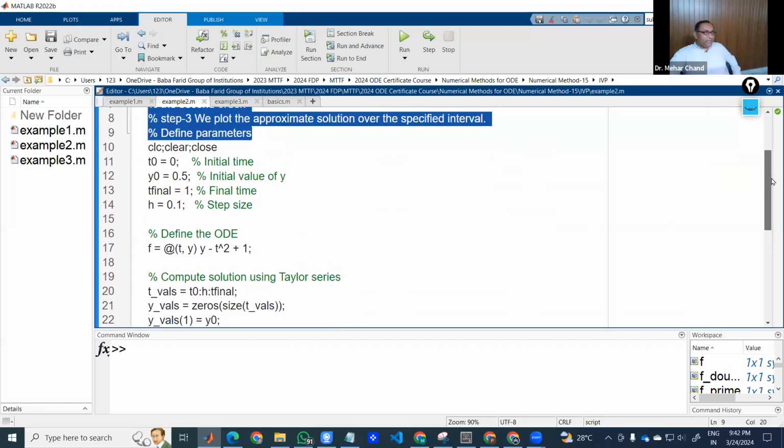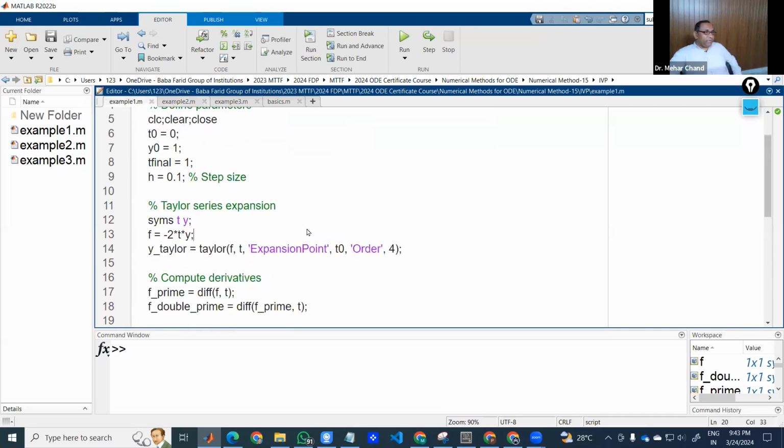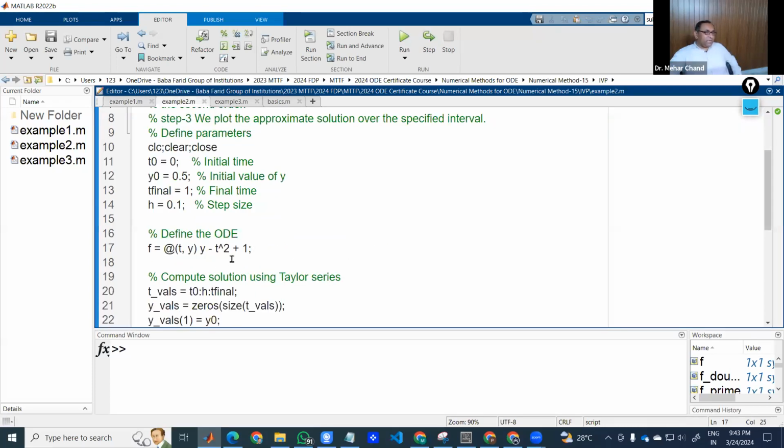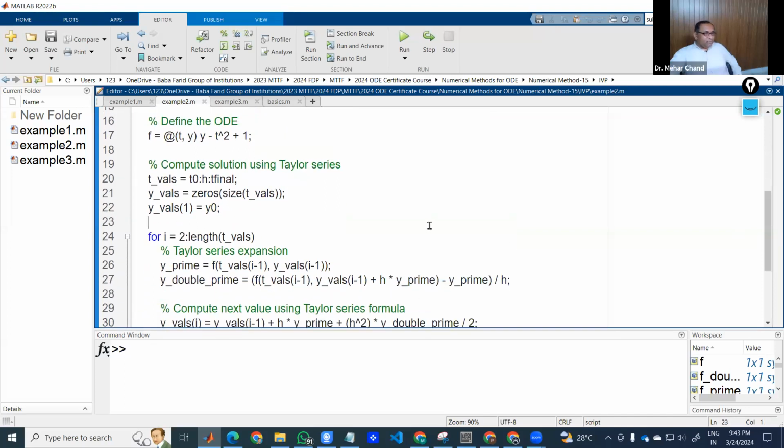Okay, so here you can see this is the initial time, then this is the initial value of y, this is the final value of time, and h we are choosing 0.1. Here we are using a function handle. In the previous example also you can use a function handle, there is no difference. But there we declared the symbolic variable and then used it, whereas in the case of a function handle, you can directly use it in this way. The rest of the steps are the same.